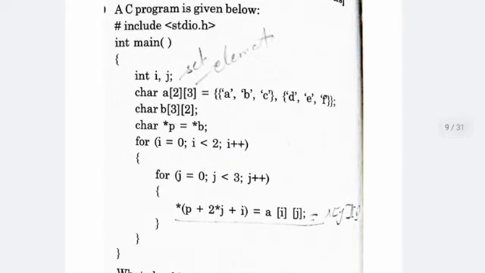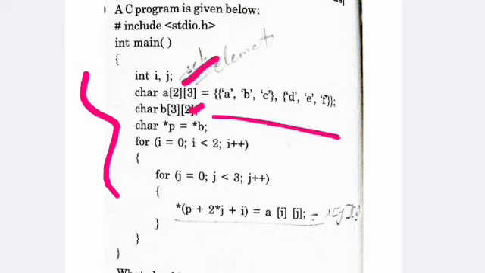A C program is given below. So the program is given like this. Here int main, and using the character type, they are using a two-dimensional array of A and B and putting the elements into the two-dimensional array. Now here character pointer P is pointing to the character array B, and using a for loop, initializing the value of i equal to 0 and j equal to 0, and the condition is i is less than 2 and j is less than 2, and incrementing the value of i and j.